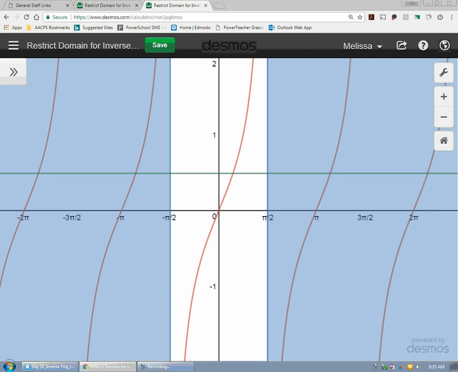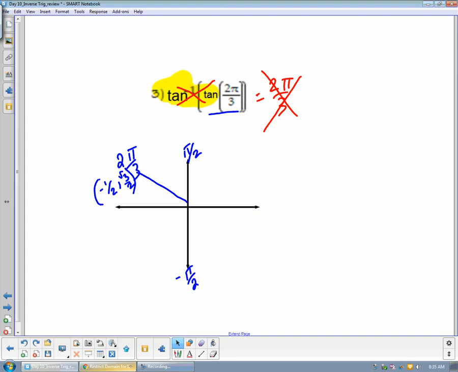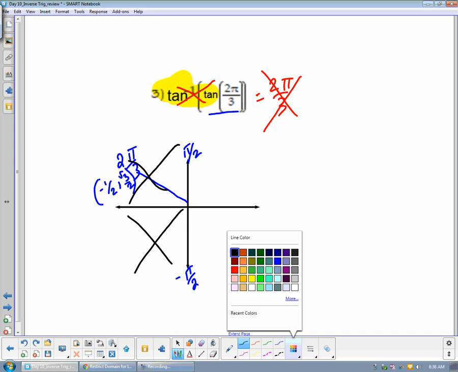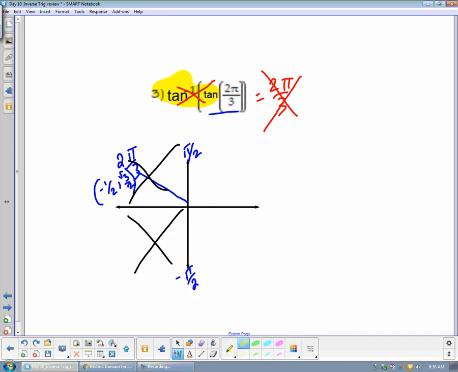So by restricting the tangent domain to negative pi over 2 and positive pi over 2, which would be the third and the fourth quadrant, we can use the inverse tangent function. But that means I can't answer this question with a value from the second quadrant or a value from the third quadrant. So those quadrants are out. I have restricted my domain to only quadrant 1 and quadrant 4.